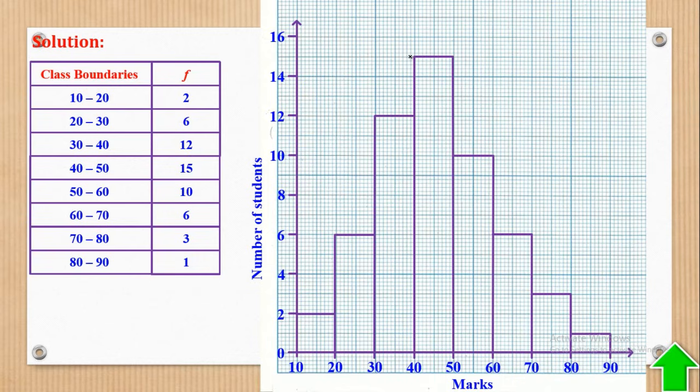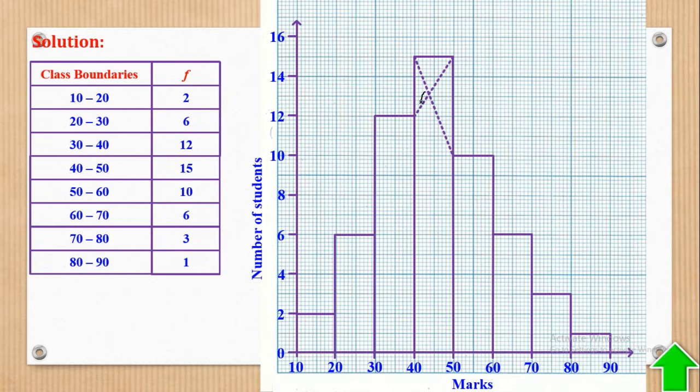Why? Because this is our highest frequency. So this is the modal class, and the mode should be in between this. So join this ruler from here to here to come up with that line. Then also the same, join from here up to here to come up with this line.